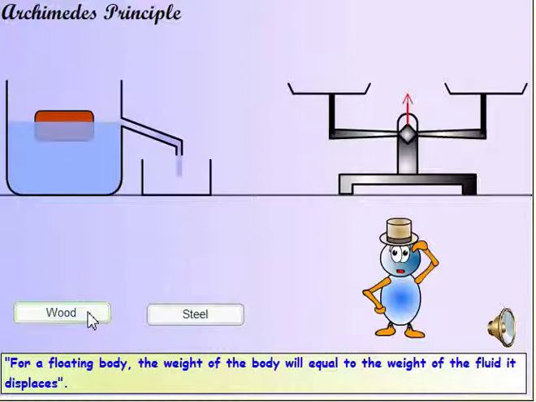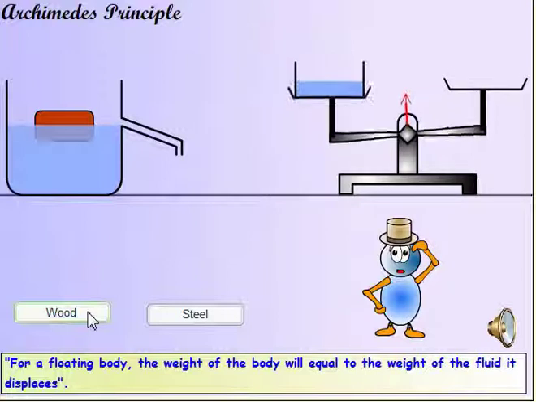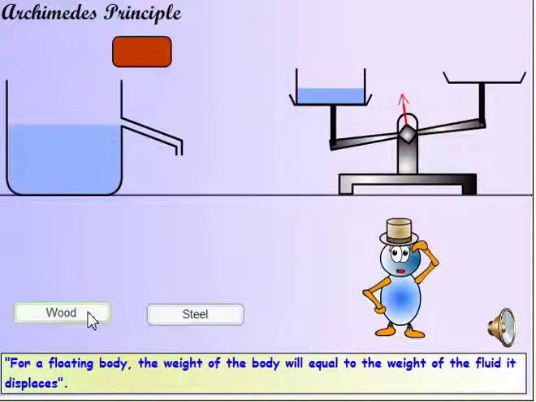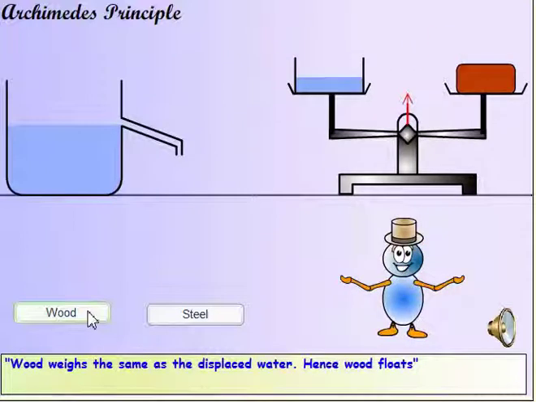Archimedes' principle states that a body will float when the weight of the displaced fluid is equal to the weight of the body. The wood floats since it satisfies the Archimedes principle, and steel sinks since the weight of water displaced is less than the weight of the steel piece.